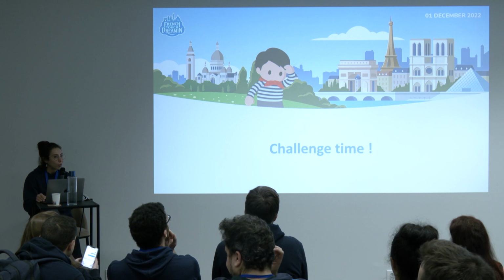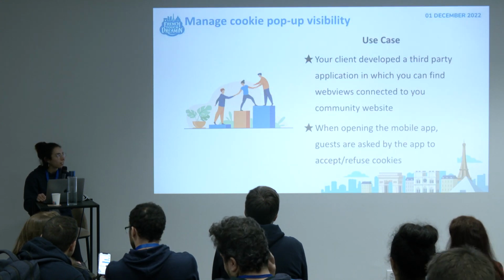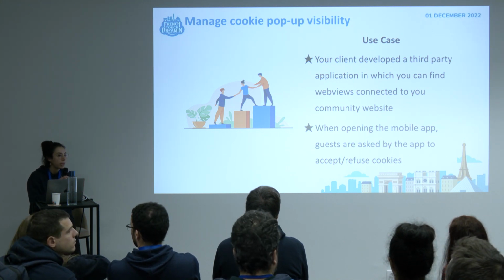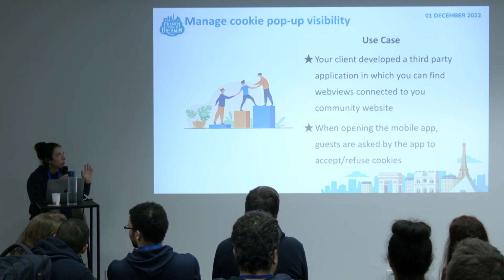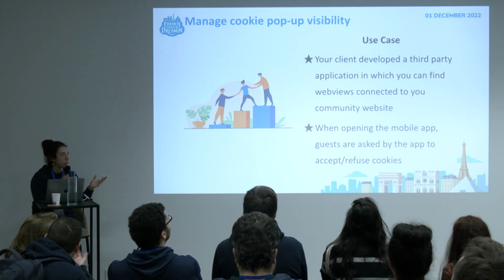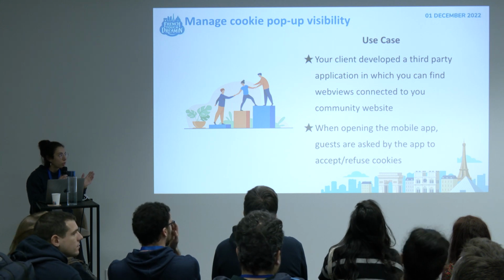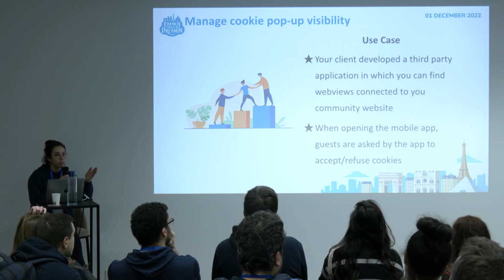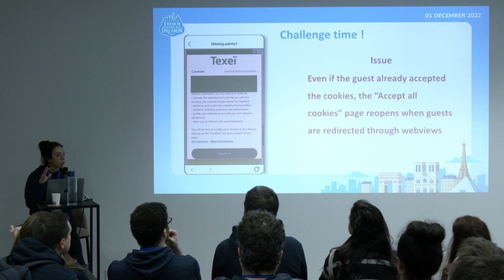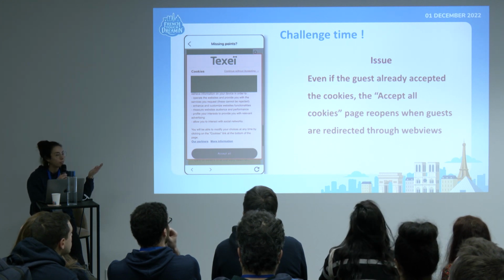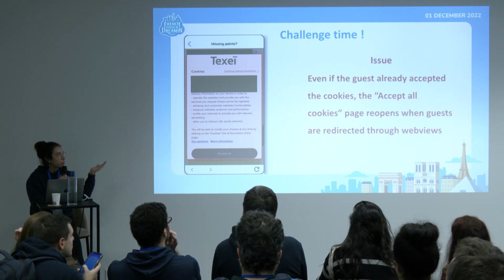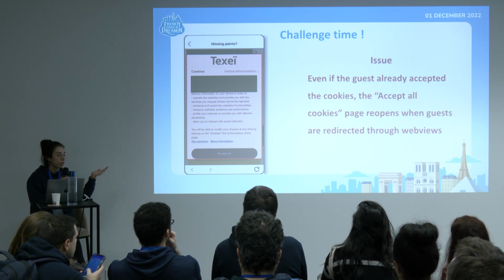But sometimes you have a little challenge, and that's what happened in my case. So let's say that your client developed a third-party application, a mobile app, in which you can find web views which are connected to your Experience Cloud website. When opening the mobile app, guests are asked to accept or refuse cookies. So far, so good. But when you go on a web view, you have the cookie pop-up, even if you already accepted the cookies. You have the accept all cookies page, which reopens when guests are redirected through the web views.